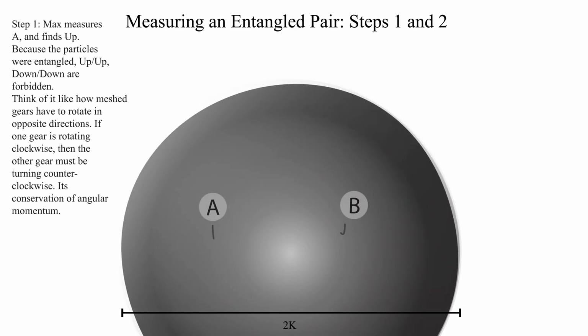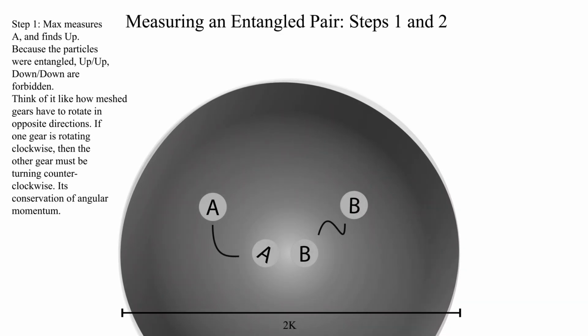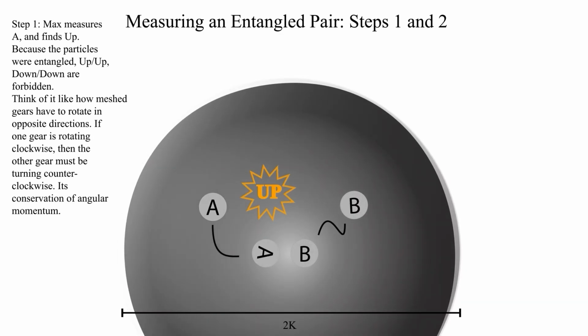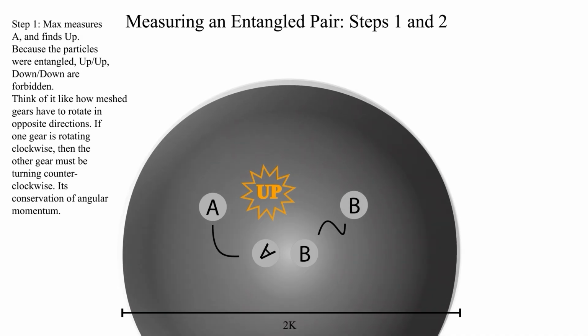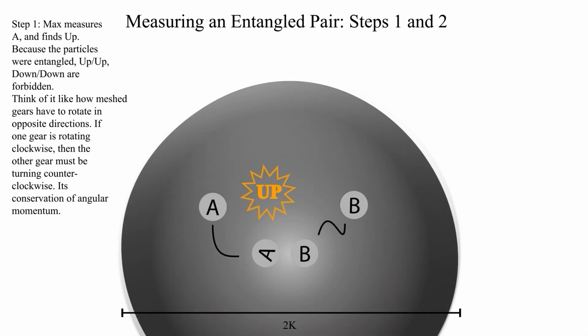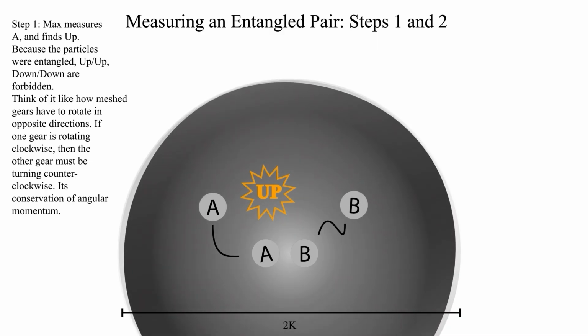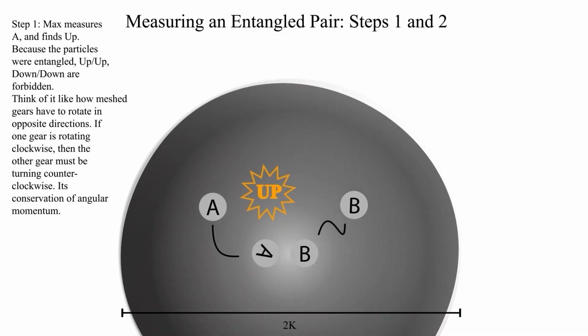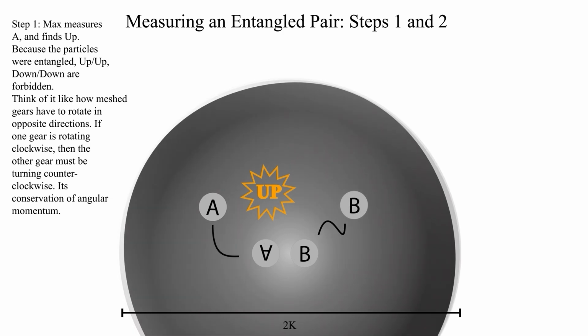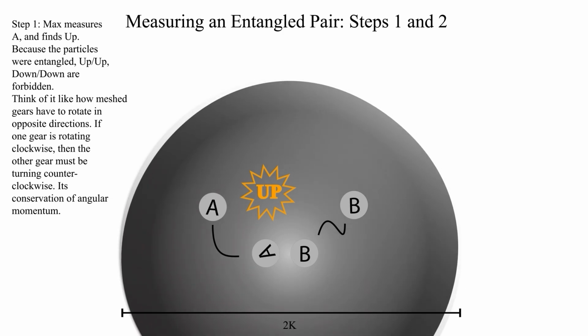Step 1. Max measures A, the spin of A, and finds up. Because the particles were entangled, up, up, and down, down are forbidden. Think of it like how meshed gears have to rotate in opposite directions. If one gear is rotating clockwise, then the other gear must be turning counterclockwise. It's conservation of angular momentum.